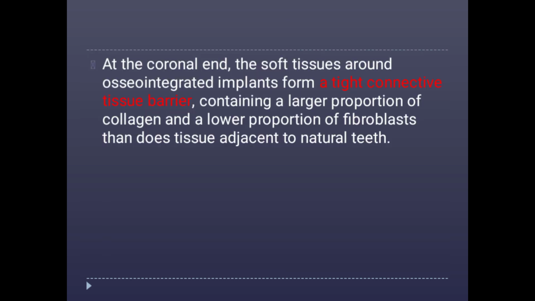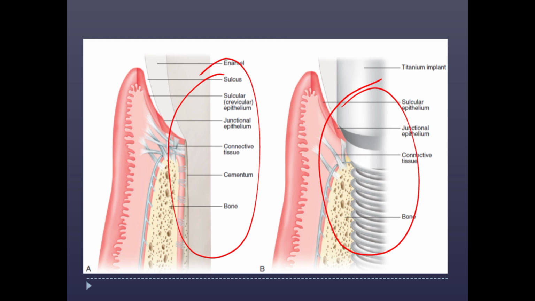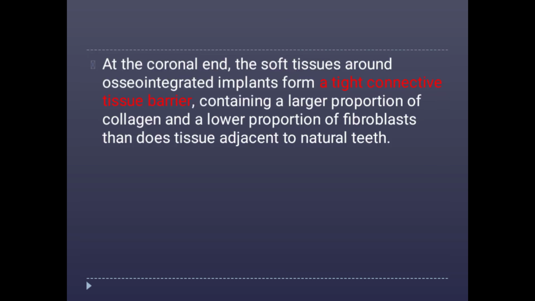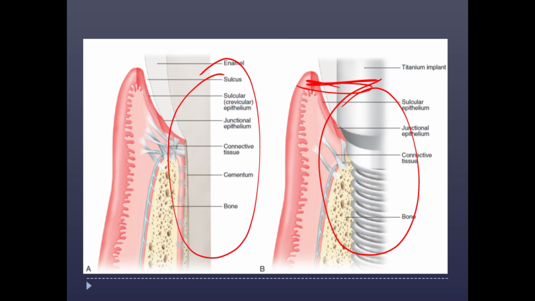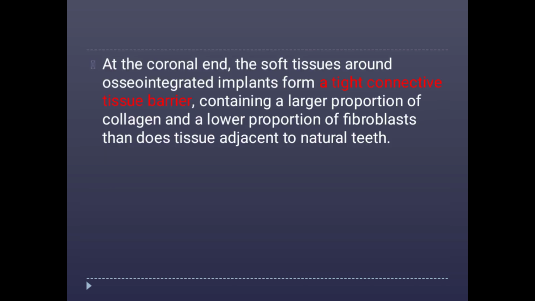At the coronal region, the soft tissues around the osseointegrated implants form a tight connective tissue barrier. Meaning at the coronal region, soft tissues around the osseointegrated implant form a very tight connective tissue barrier, containing a large portion of collagen and a low portion of fibroblasts, as compared to tissue adjacent to natural teeth.